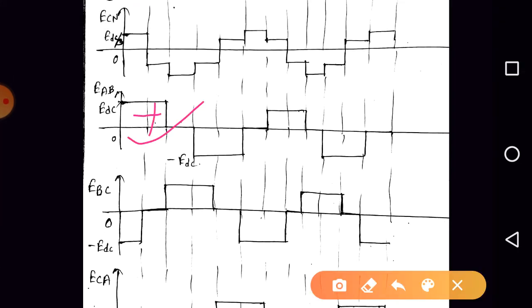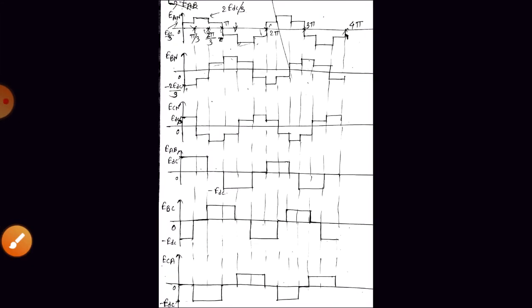because it is having a non-zero pulse, 0, again a negative non-zero pulse, again 0, again a positive pulse, again 0, again a negative pulse, right? So that's why it is a quasi square wave. Are you getting the point?